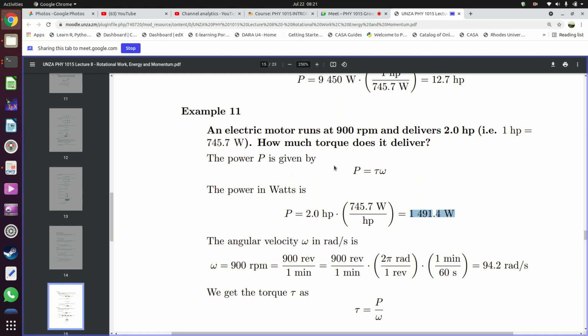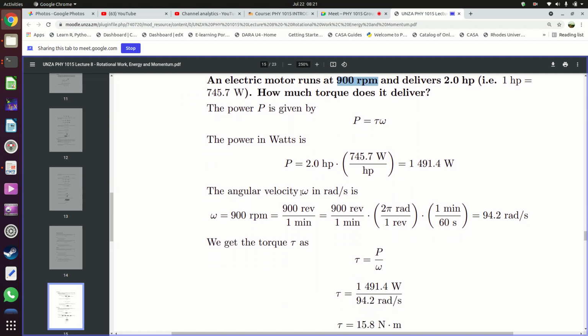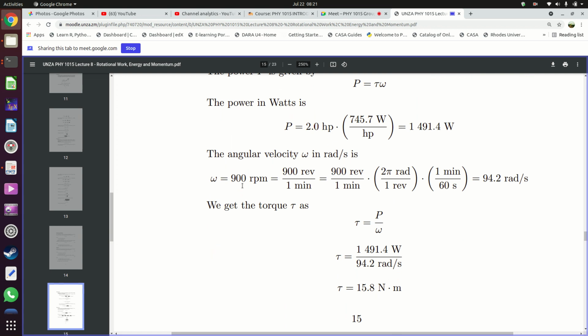The other bit which we need to change is this. We've got 900 revolutions per minute, and this needs to be changed into radians per second. So our 900 RPM is going to be 900 revolutions divided by 1 minute. We try to change the revolutions to radians, so that's going to be 2 pi radians divided by 1 revolution.